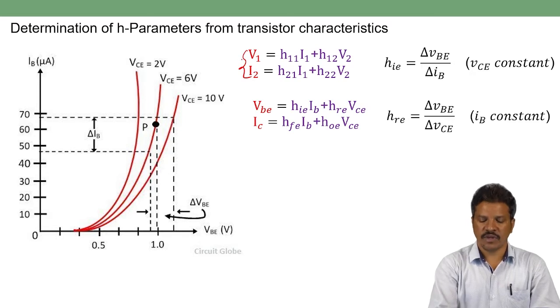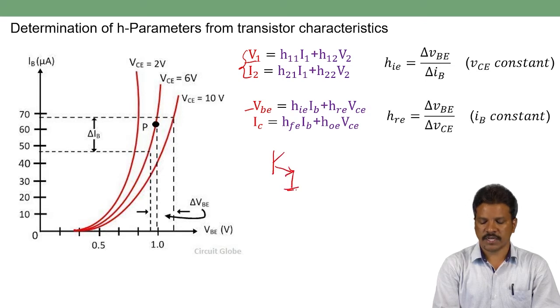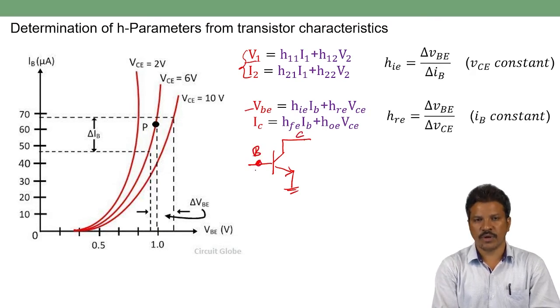Then V1 becomes VBE, because in common emitter configuration, the emitter is connected to ground, the base terminal is connected to input and the collector terminal is connected to output. Base is connected to input, so input current is IB, input voltage VBE. The output current is at the collector terminal, so output current is IC, output voltage is VCE.